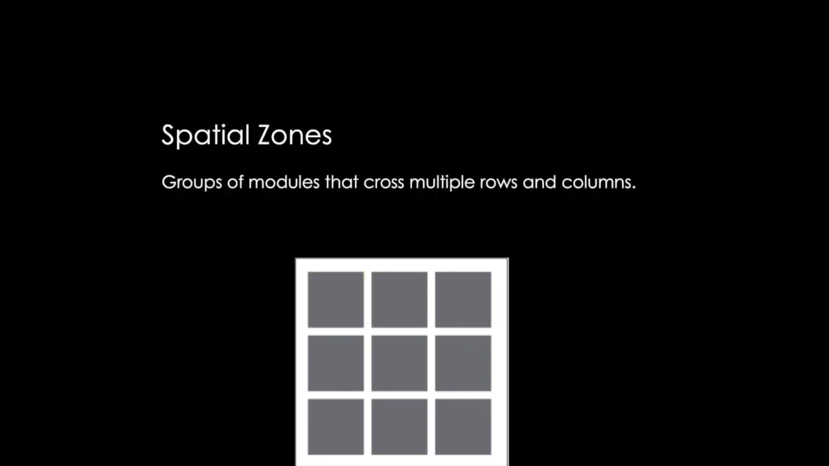A spatial zone is a group of modules that crosses, and becomes like one big kind of chunk, okay? So we're putting modules together from different rows and different columns and making chunks of information. Right, another example, this can go all sorts of ways, right? You can do this in many, many ways and group as many as you want together.